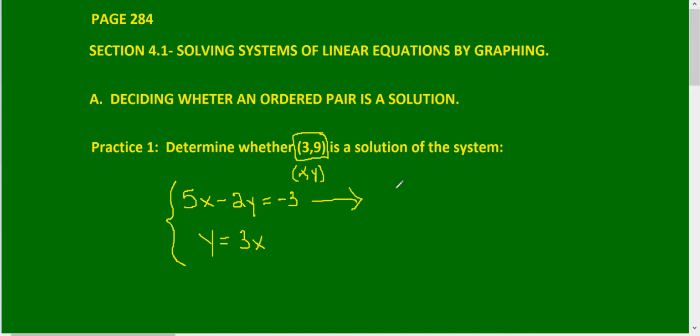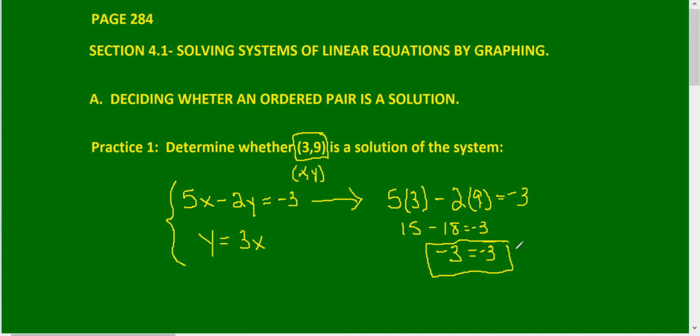All right, so this would be what? 5 times 3, 3 for the x, and then minus 2 times y. y is 9. Does that equal negative 3? So we got 5 times 3 is 15, minus 2 times 9 is 18, equals negative 3. 15 minus 18 is negative 3, equals negative 3, which is a true statement, so that is satisfied for the top equation.